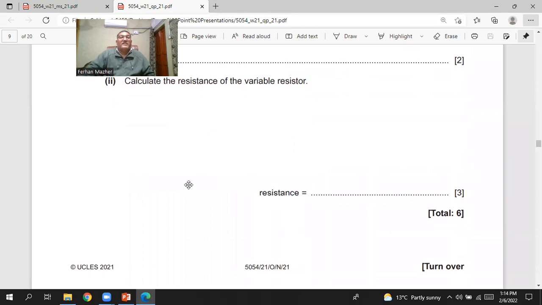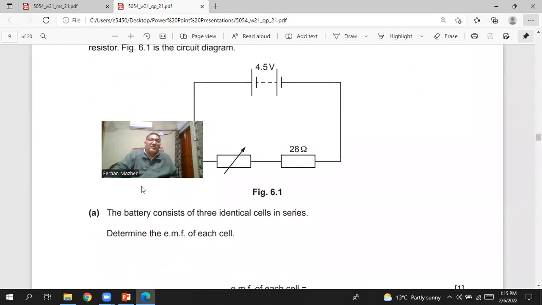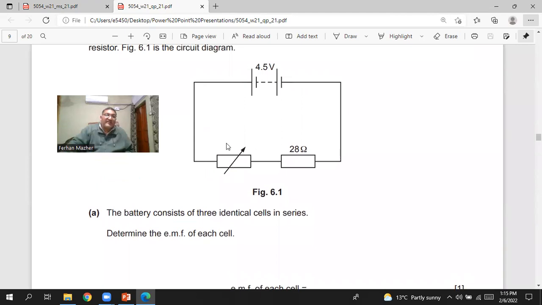The next question says, calculate the resistance of the variable resistor. So we want to calculate the resistance of the variable resistor. I want to calculate its resistance, and I know the voltage drop here. From the battery, the EMF is 4.5 volt. The voltage drop on the variable resistor, given in the question, is 2.5 volt. So out of 4.5 volt, if 2.5 volt is dropped here, the voltage dropped here will be 4.5 minus 2.5, and that will be 2 volts. So here the voltage drop is 2.5 volt. Here the voltage drop will be 2.